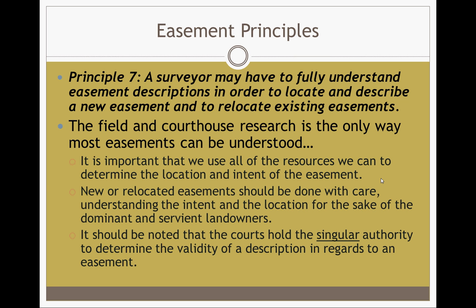If I'm a dominant landowner and I'm going the wrong way, or I'm using the wrong part of the easement or for the wrong purposes, I am then inflicting issues with the rights of the servient. So it's really important that we locate these with care, where we place them with care, thinking about and understanding that this is for the sake of the two landowners here, or three landowners, or however many it may be. It should be noted that courts hold the singular authority to determine the validity of a description in regards to an easement. No one else does. The courts decide. Nobody else. They hold the singular authority.